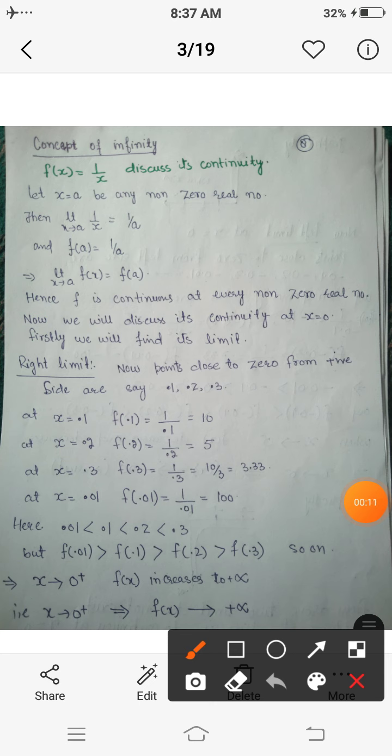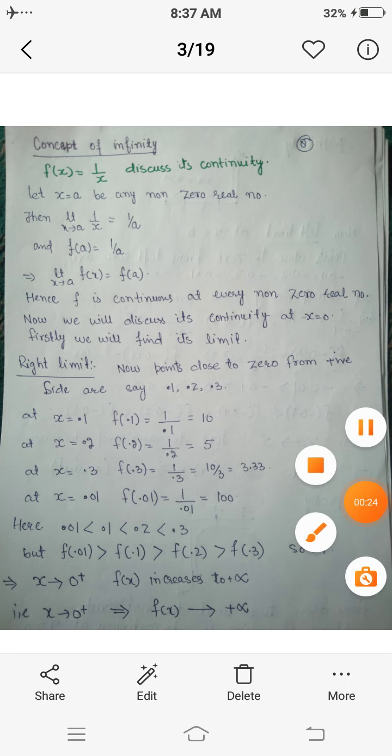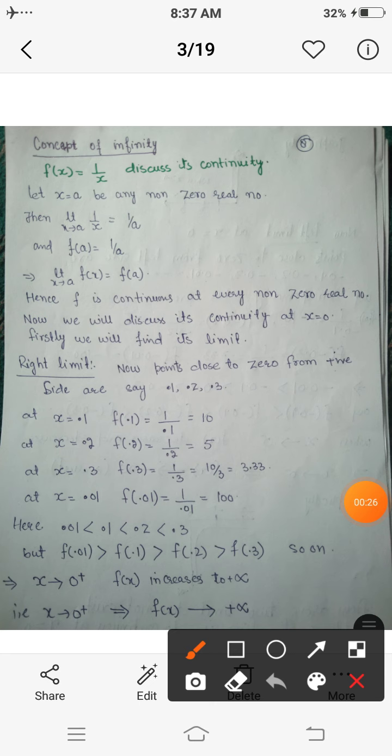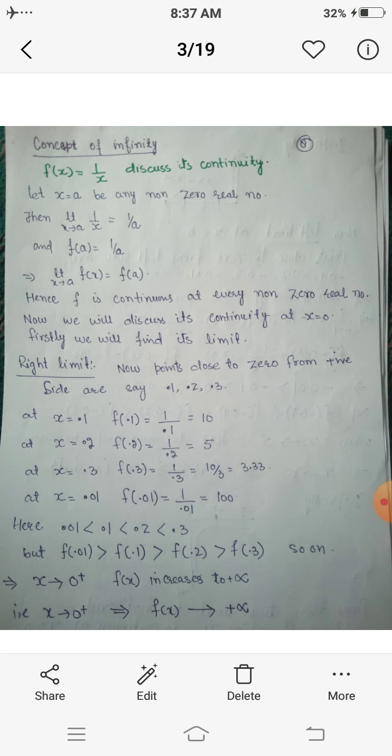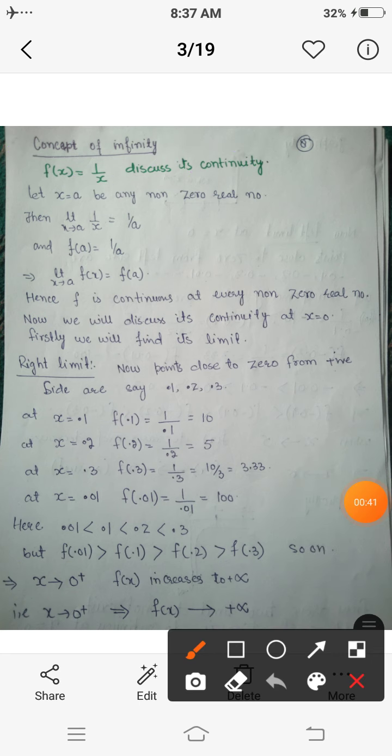In the previous lecture we discussed continuity of some special functions. Now today we are going to discuss continuity of a special function f of x equals 1 upon x. That is, we will check the continuity of this function 1 upon x. Through the continuity of 1 upon x we will discuss the concept of infinity.